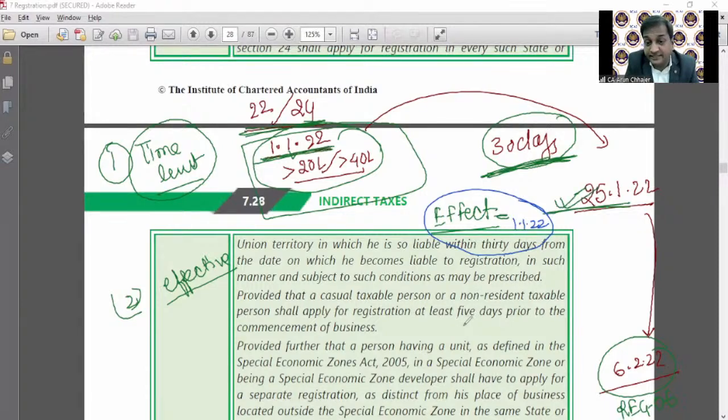Now, next point, suppose I have made the application after 30 days. Let's say I have applied on 1st Feb. What is my effective date? Date of the grant of the certificate.